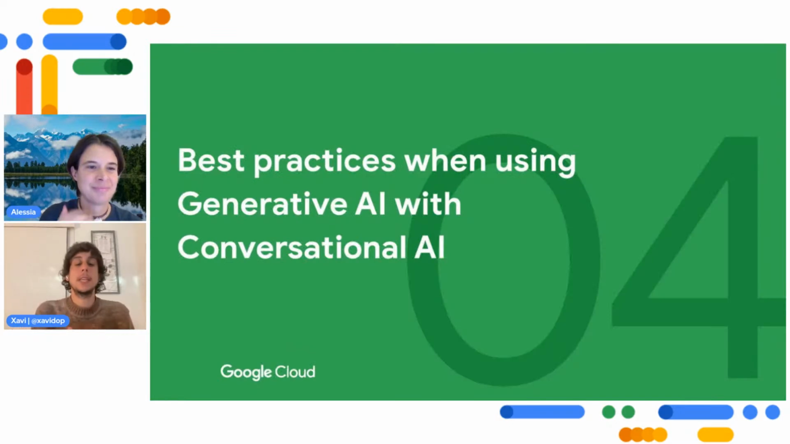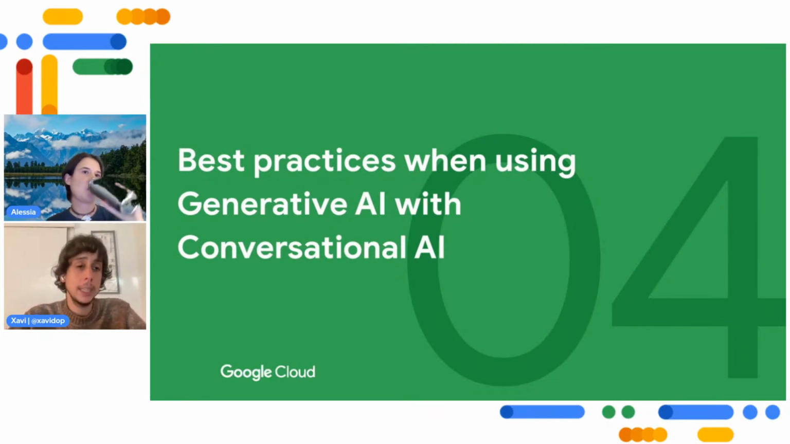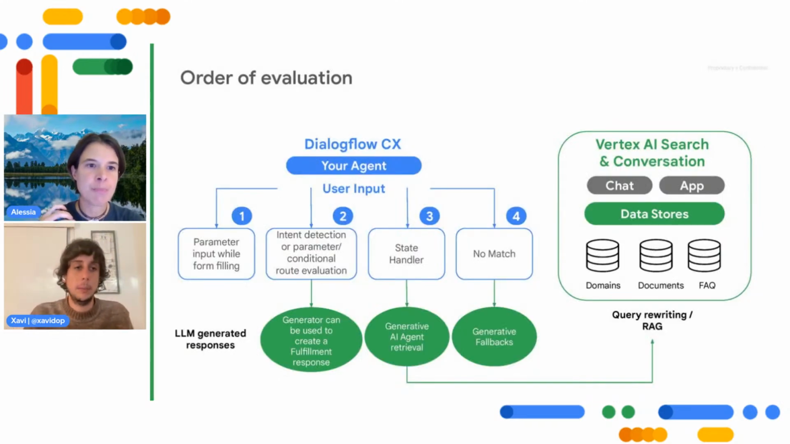But now that we have seen and talked about all these three new capabilities on Dialogflow CX, let's start talking about the best practices when using generative AI with conversational AI. The first thing, and I think one of the most important ones, is something that you have seen during the demo, but it is important to understand the order of evaluation, right, Alessia? Yeah, absolutely. It's super important.